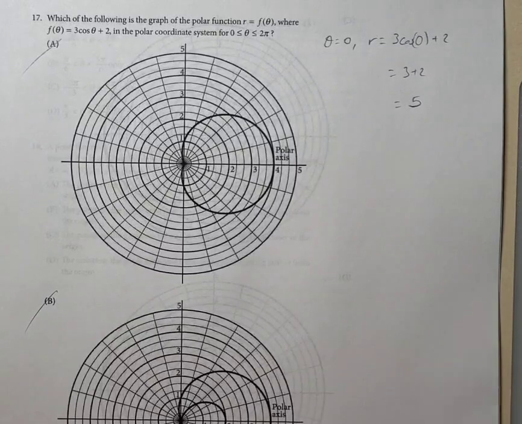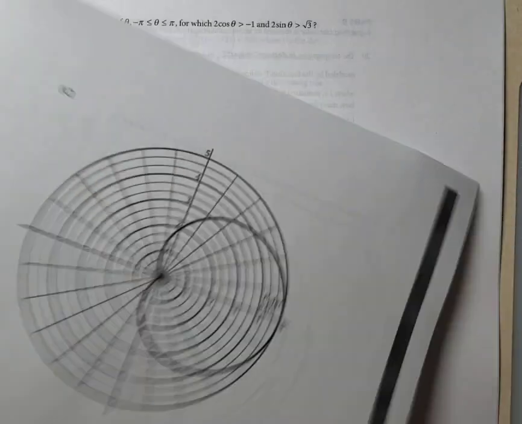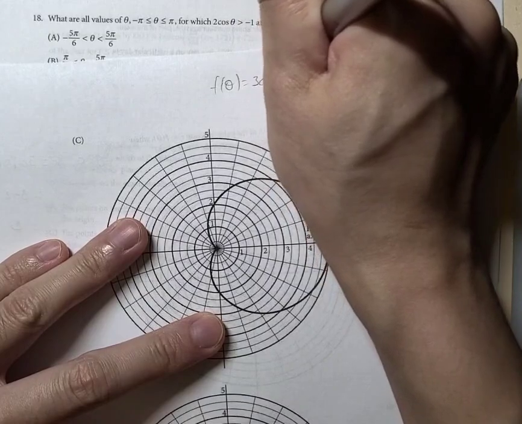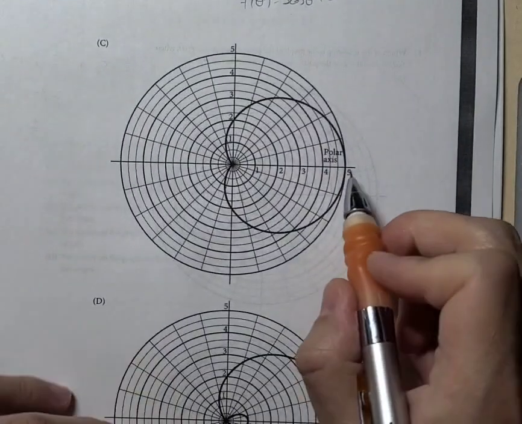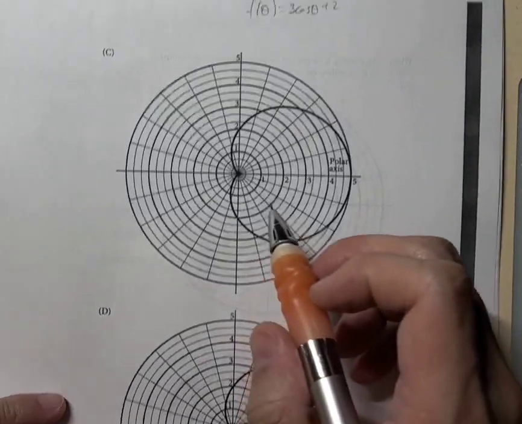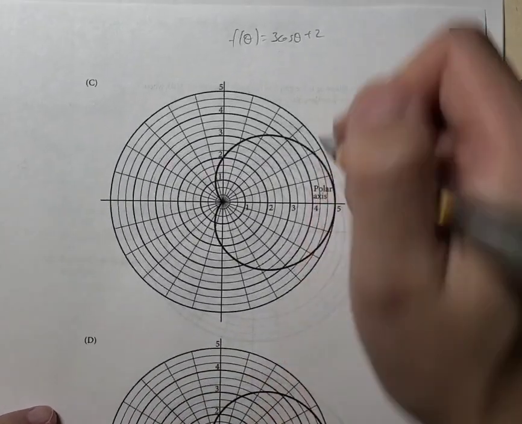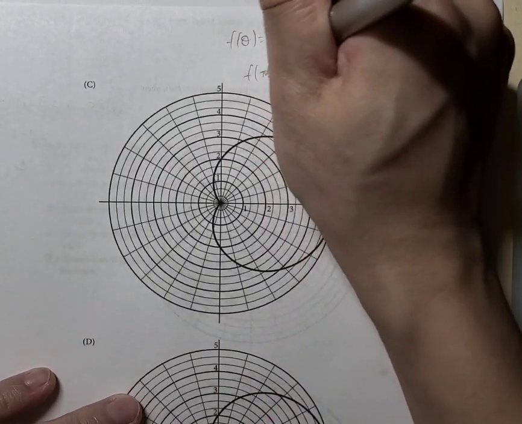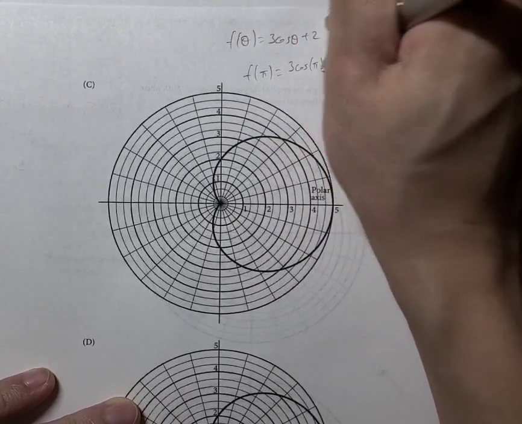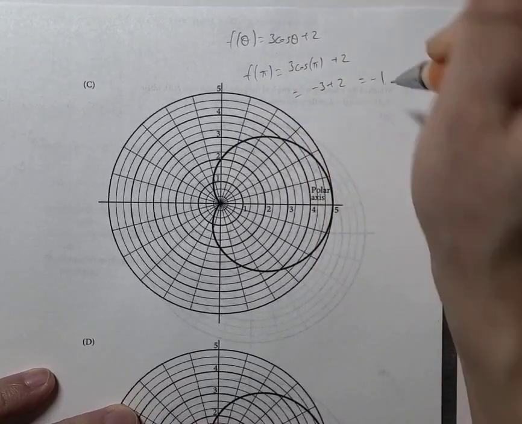Okay, so there are 2 more choices, but we eliminated 2 of them already. So f of theta is 3 cosine theta plus 2. r is 5 here, and r is 5 here, all right? So now we can plug in another theta. Maybe theta is pi would be useful. So what's f of pi? That would be 3 cosine of pi plus 2, which is negative 3 plus 2, which is negative 1.